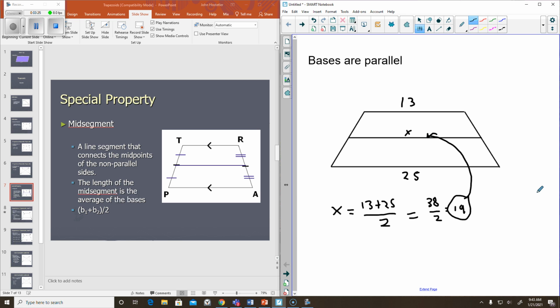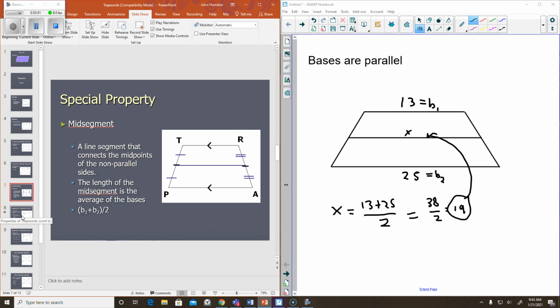Now, there are some problems where you'll be given maybe the bases and you'll find the midsegment, but you may also be given the midsegment and you can find the base using the same formula. So you may say, well, which one's the base? Well, those are always the ones that are parallel, and it doesn't matter how you label them, base 1 or base 2, because you're just adding them together. And so that's not going to change anything depending on how you have that.